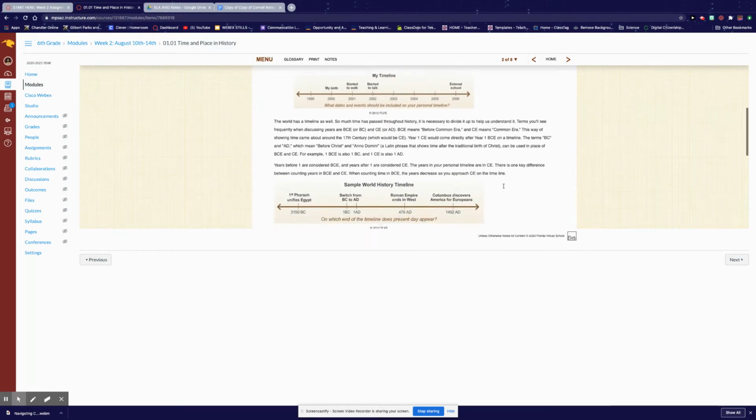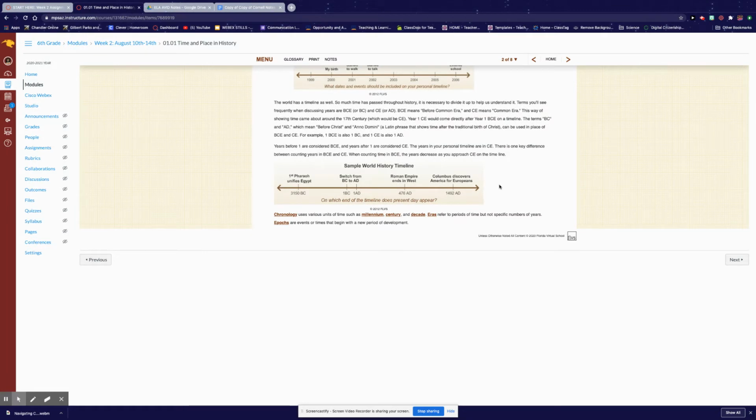The world has a timeline as well. So much time has passed through history, it is necessary to divide it up to help us understand it. Terms you'll see frequently when discussing years are BCE or BC and CE or AD. AD is what we see the most. BCE means before the Common Era, and CE means Common Era. This way of showing time came about around the 17th century, which should be CE. Year 1 CE would come directly after year 1 BCE on a timeline.